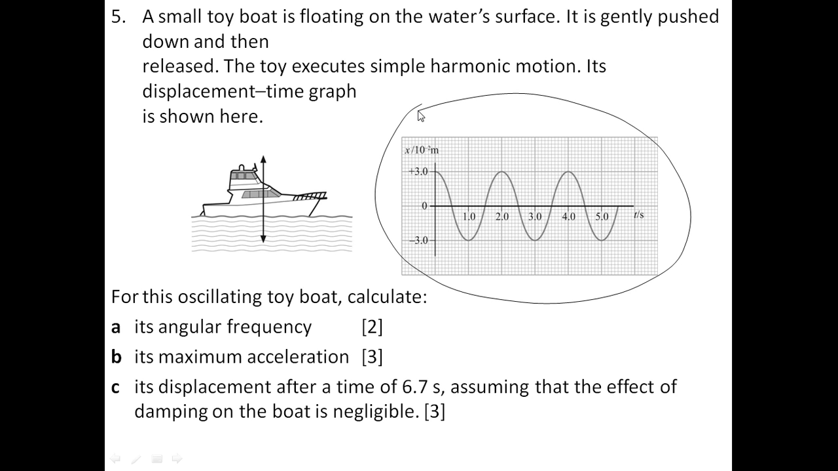Now, for this oscillating toy boat, calculate its angular frequency, its maximum acceleration, and its displacement after a time of 6.7 seconds, assuming that the effect of the damping on the boat is negligible. Okay, so for A, I need to find the angular frequency.